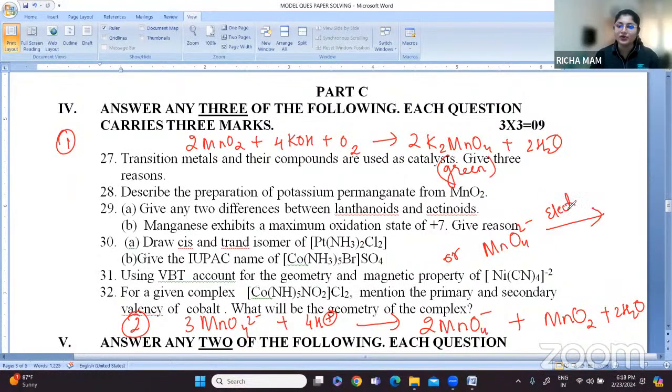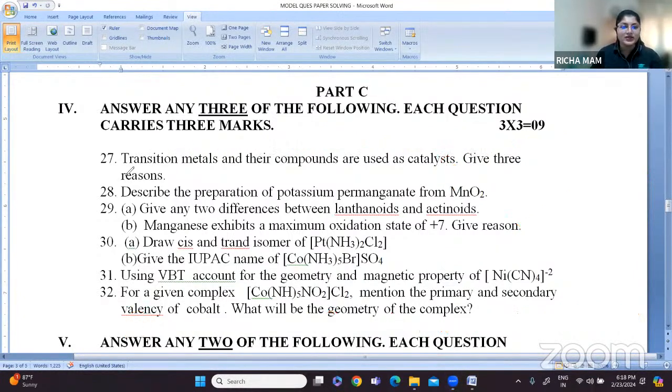When it undergoes electrolytic oxidation in alkaline solution, it gives you MnO4 minus. So these are the steps to be written for this question: describe the preparation of potassium permanganate from MnO2. Is it clear? So with proper equations and a bit of explanation, you will get 3 marks.